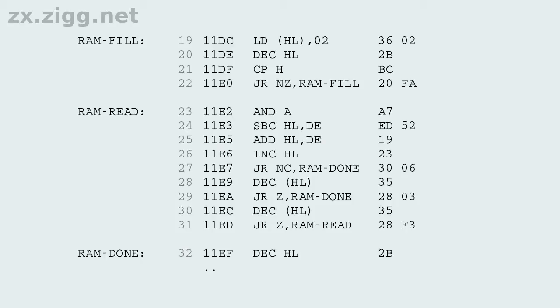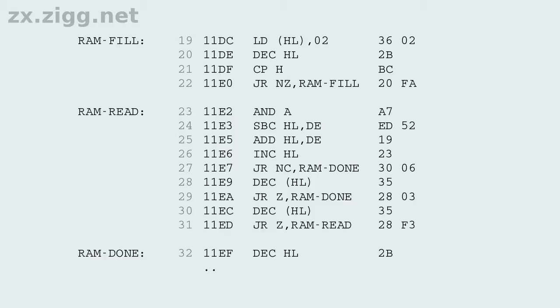The loop composed of the instructions at line 19 to 22 writes the value 2 to all possible RAM addresses, starting at address FFFF and working its way down to 4000, 16,384 in decimal. Note that if this code is being executed because of the BASIC NEW command, a slightly smaller section of memory will be filled, but here we'll only concern ourselves with what happens when the computer is first switched on. The loop termination condition arises when the H register holds the value 3F, and this happens when the pair HL contains 3FFF, having just been decremented from 4000 by the instruction in line 20.